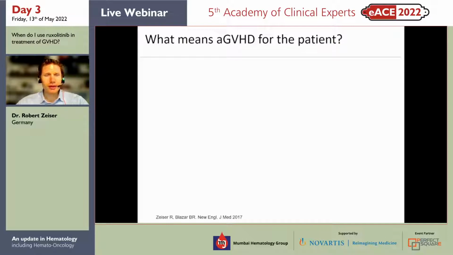So my question is, when do we use ruxolitinib in the treatment of graft versus host disease? First of all, I would like to show you what graft versus host disease means for our patients. Graft versus host disease is a complication of allogeneic stem cell transplantation, and it typically affects the skin, the intestinal tract, and the liver.